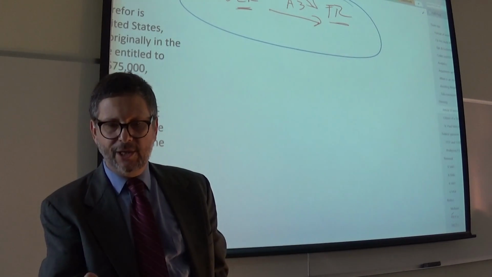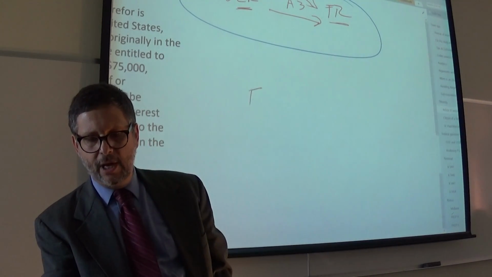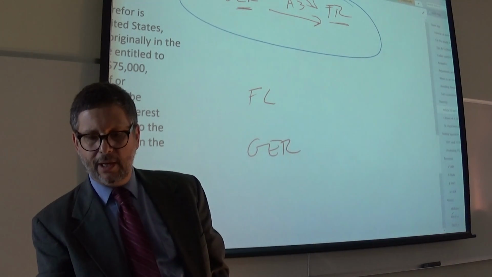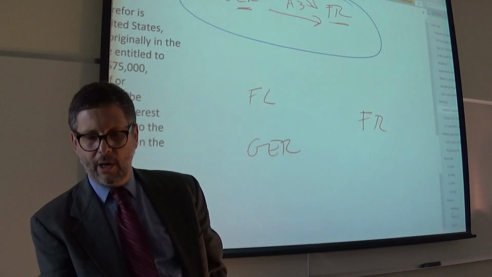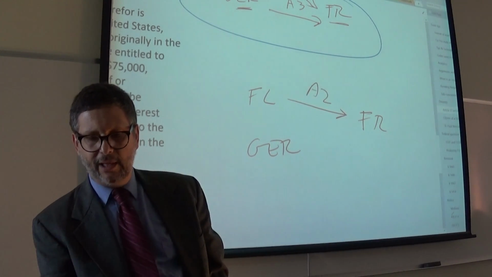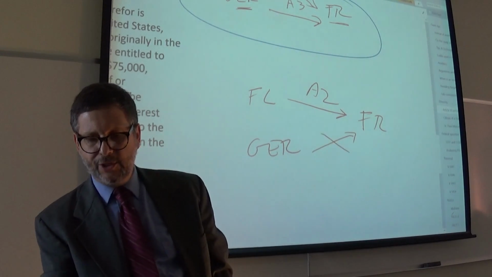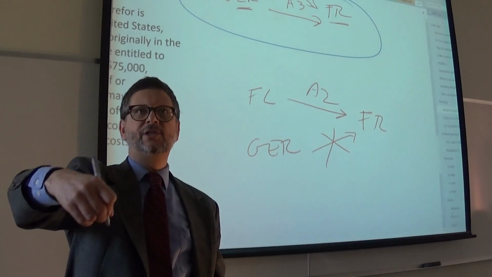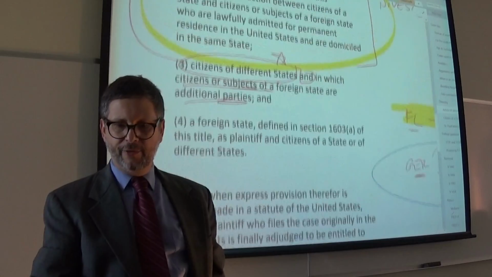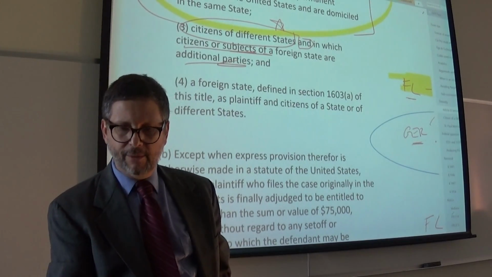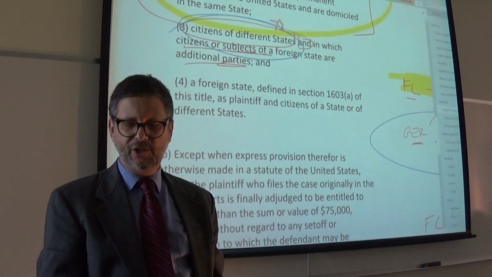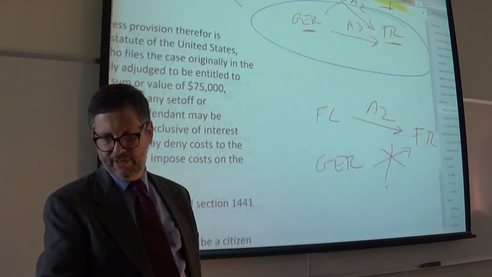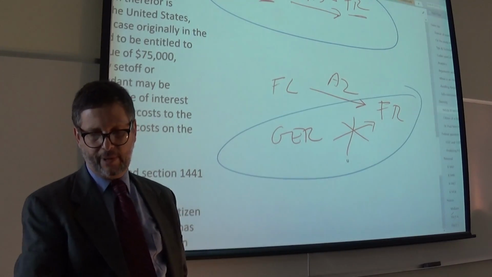The threshold condition is you must have citizens of different states. So if it's Florida and Germany versus France, that's not going to work. Florida versus France is okay, A2, that's alienage. But Germany versus France isn't going to work at all. Why? You don't have a dispute between citizens of different states. Put differently, the threshold condition here in blue is not satisfied, and since the threshold isn't met, the whole thing falls apart. So you can't have this second claim between Germany and France.